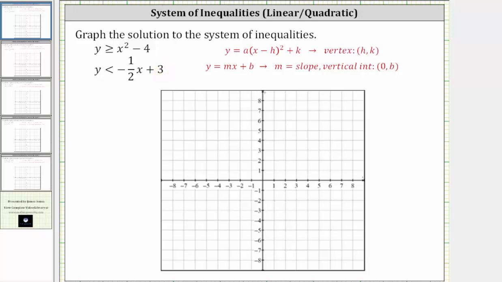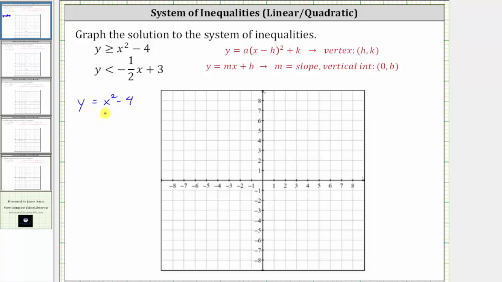The first inequality is y is greater than or equal to x squared minus 4, which means we begin by graphing the corresponding equation, which is y equals x squared minus 4. And because the inequality is greater than or equal to, because of the equal part, we make a solid graph.